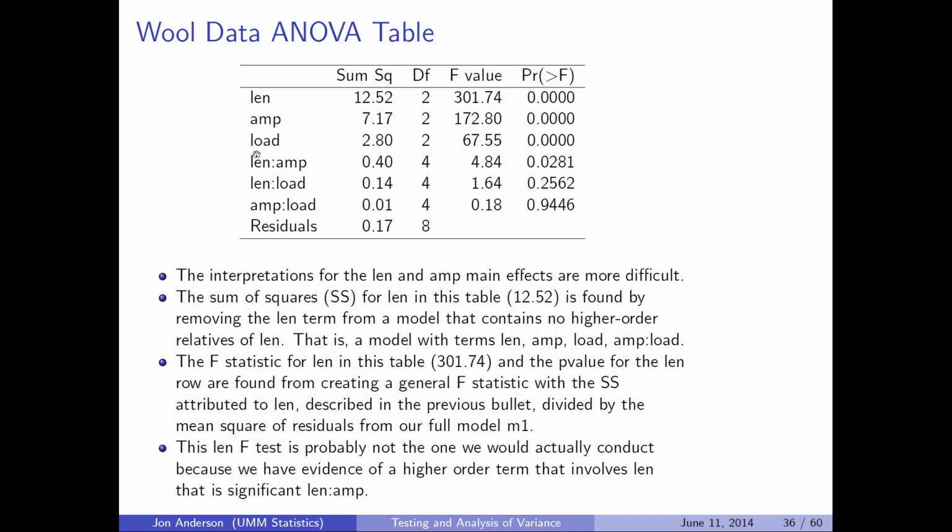Because we have a sort of significant length by amplitude interaction in this set of data, we would probably never be testing this length effect like that because we need the higher order relative. So a main effect test for length would not be supported at all by these data because of the significant interaction between length and amplitude.